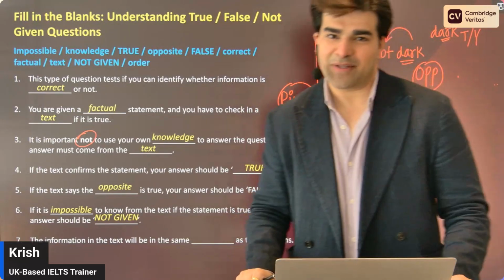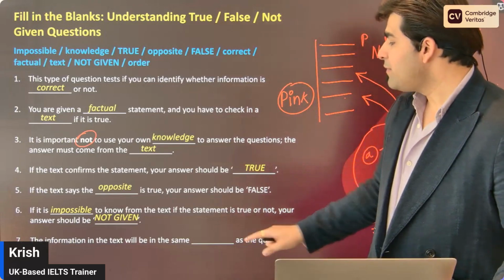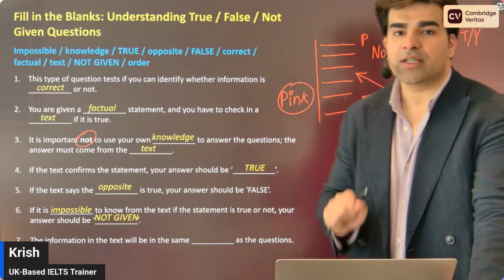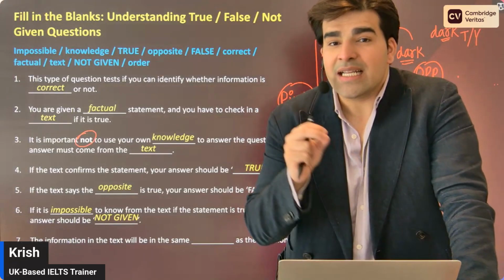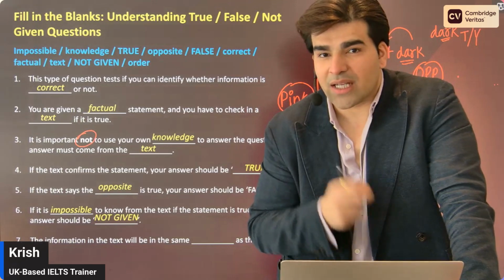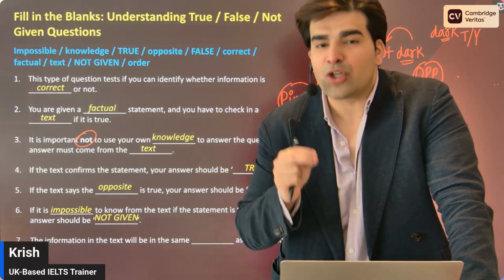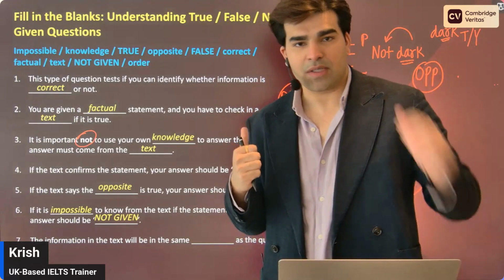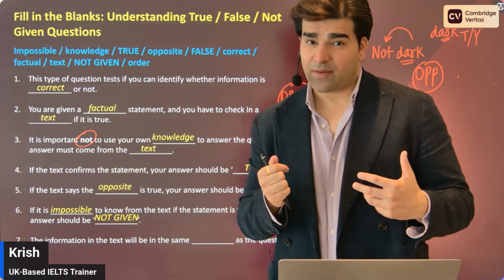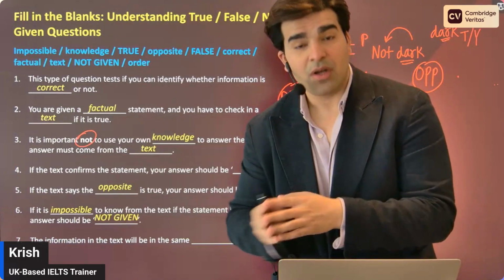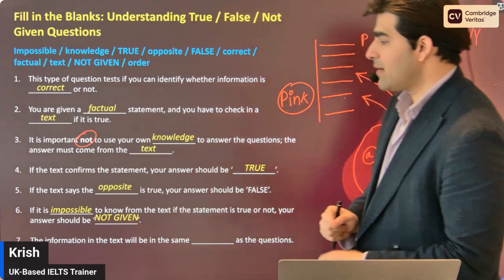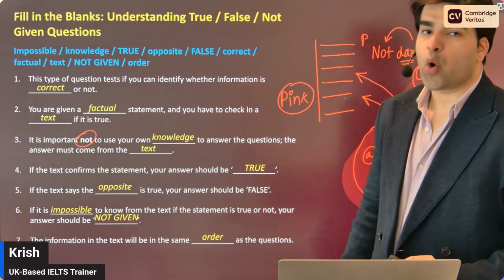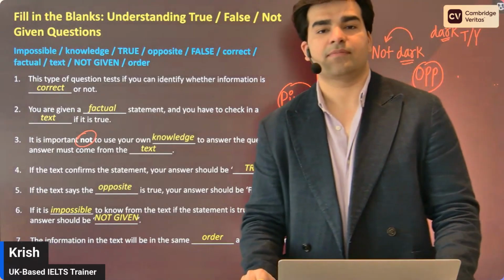And the last piece of information is the information in the text will be in the same order as the question. Can I tell you a little secret? 95% of the students that I have taught in the last 15 years do not know this piece of information. And it is particularly related to true, false, not given questions. We can't promise it for other kinds of questions, but it is particularly true for true, false, not given questions. So the answer is, have a look. The information in the text will be in the same order as the question.